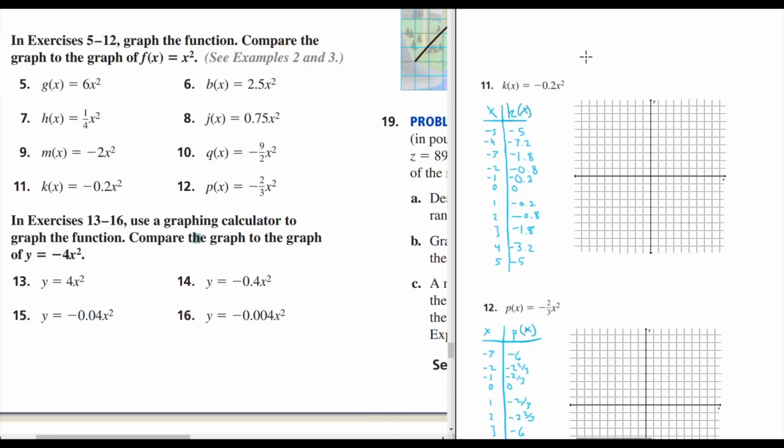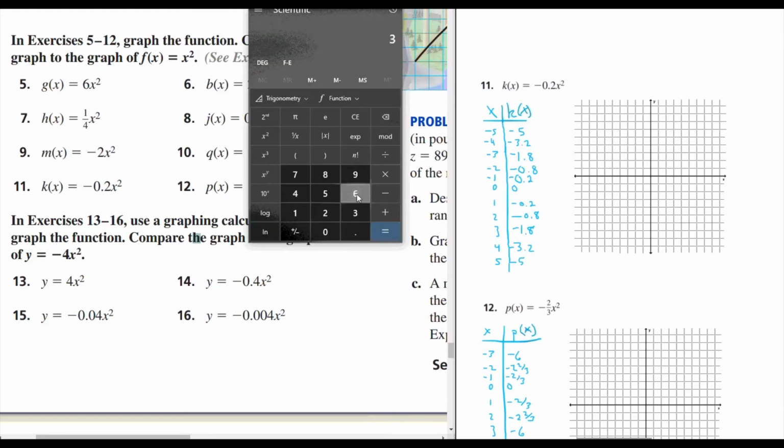If I were to plug in a 6, I'd get 36 times negative 0.2. I can't find my negative button right here. Here we go. So negative 7.2. So I could also plug that one in as well.